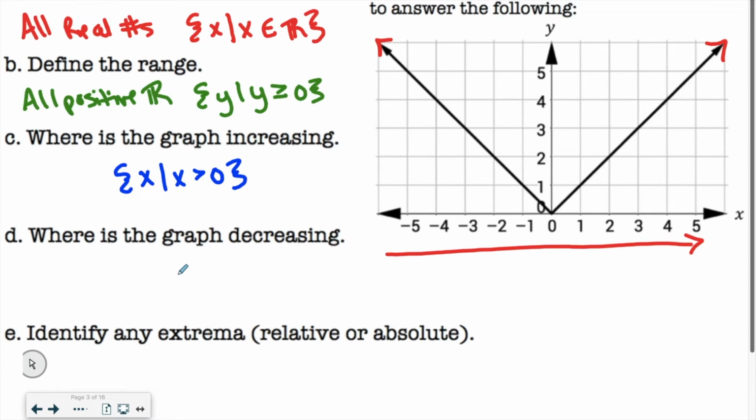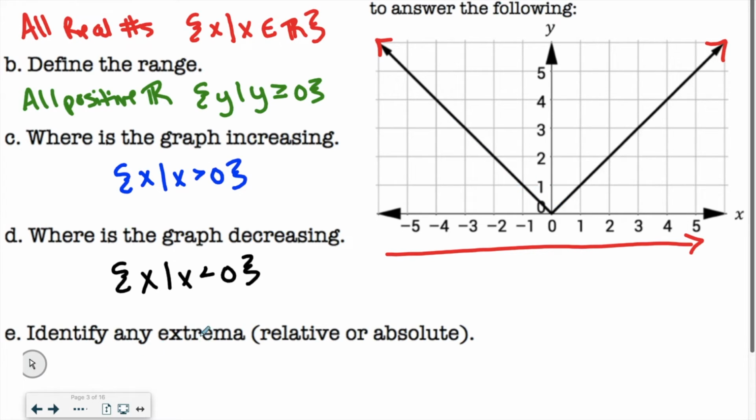And then for decreasing, well, we're talking about this side of the graph. So we have a brace, and it's x, not y. x such that x is less than 0, because it's on the left-hand side.